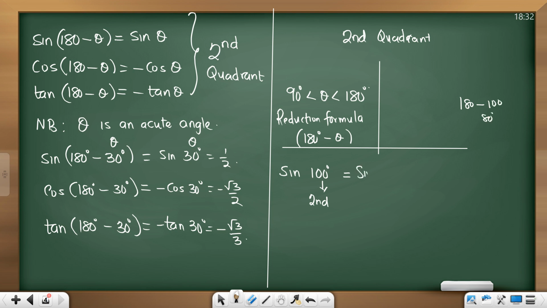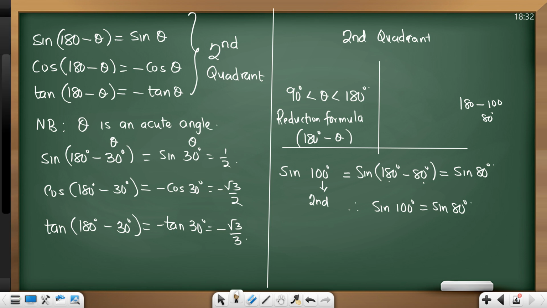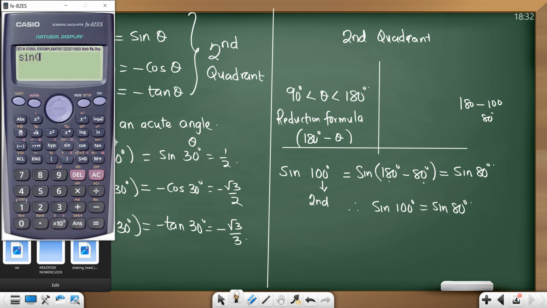That will give me 80. So I'll come here and say sine of 180 minus 80. Do you see that? 180 minus 80 would give me 100. And according to my formula, this should be sine 80. Therefore, sine 100, bigger than 90, is the same as sine 80, smaller than 90. And we are going to check on a calculator. Sine 100. Please press sine 80 on your calculator to let me see if it's the same.